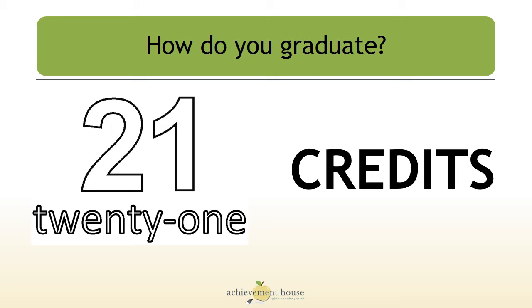And it is 21 credits, but it's not just 21 credits, it is also specific credits. For example, 4 English classes, 3 math classes, 3 science classes, 3 history classes. But just because you have 3 science classes or 3 math classes doesn't mean that you shouldn't take 4 science classes or 4 math classes.